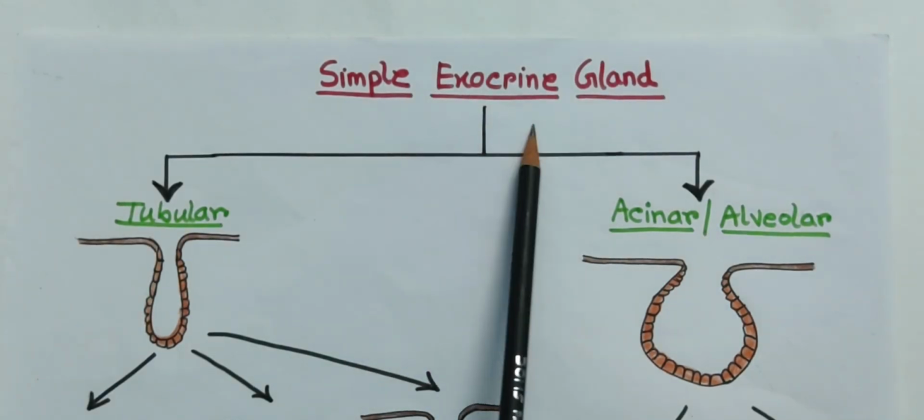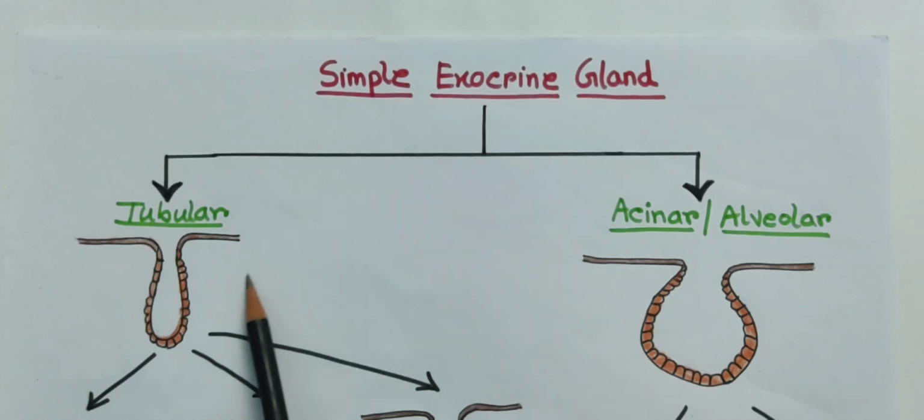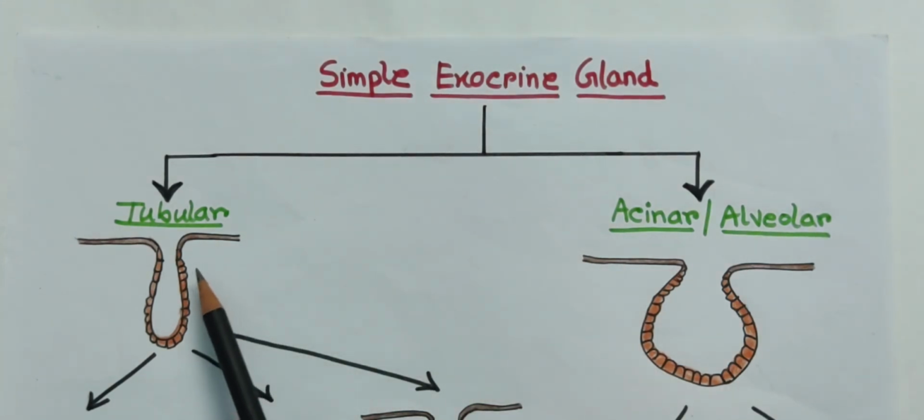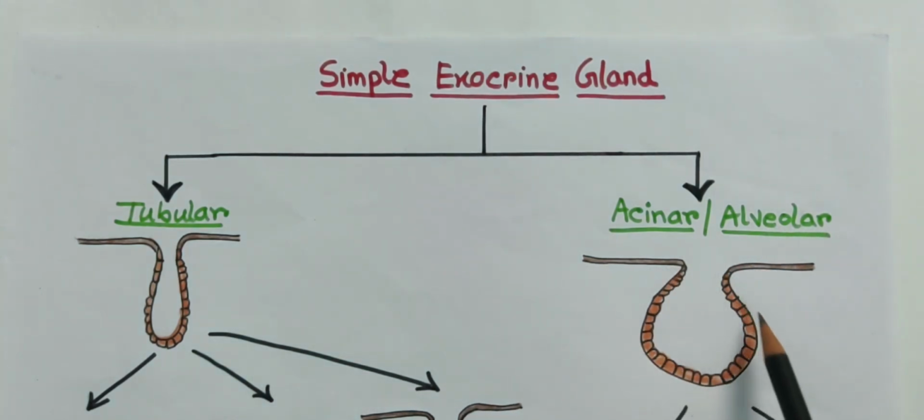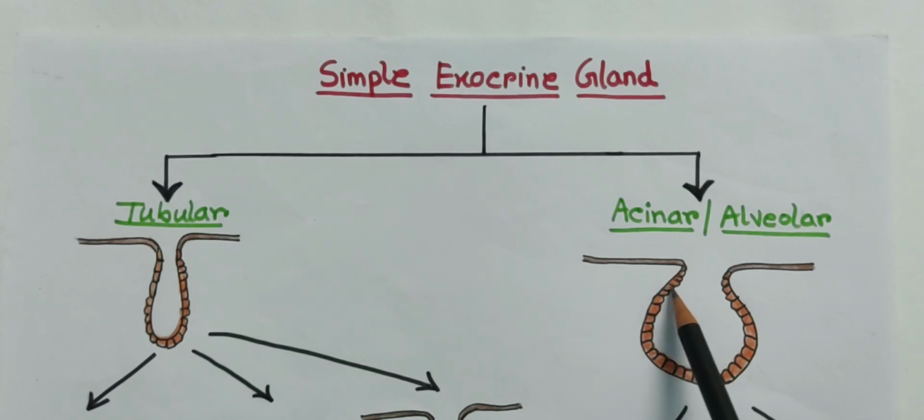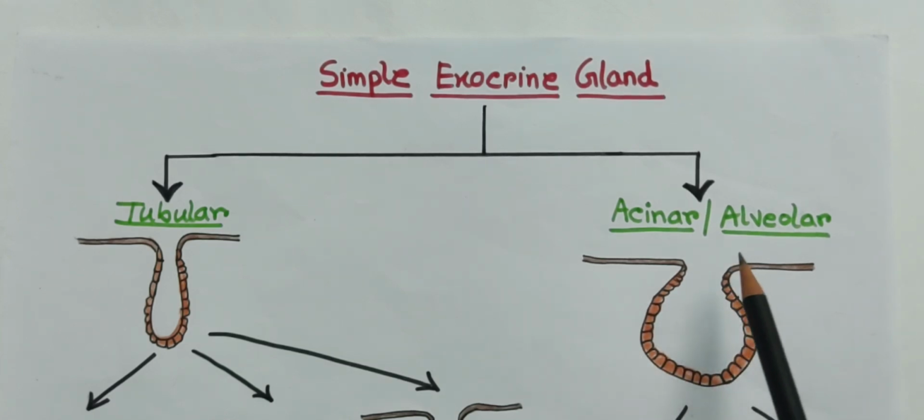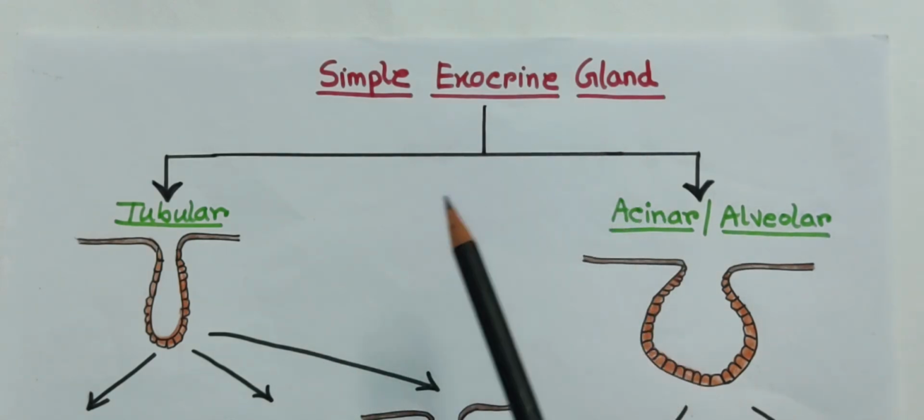Now the simple exocrine gland is divided into two forms: tubular, whose structure is like a tube, and the second type, alveolar or acinar. They are like a bulbous structure. The secreting cells form this bulbous structure. These are the two types of simple exocrine gland.